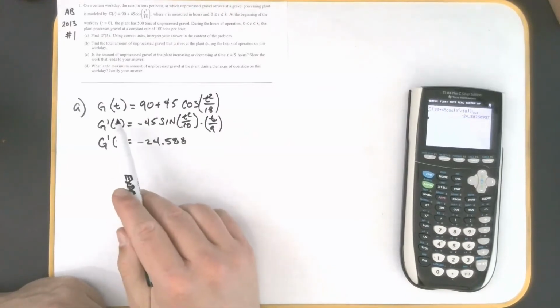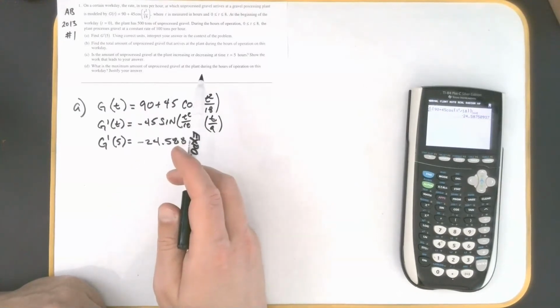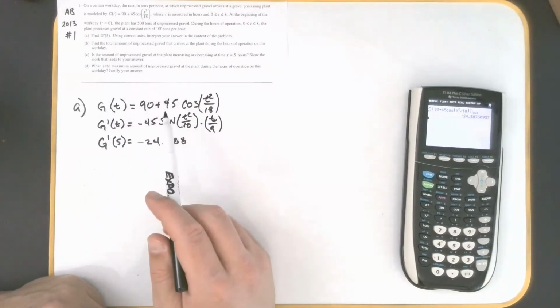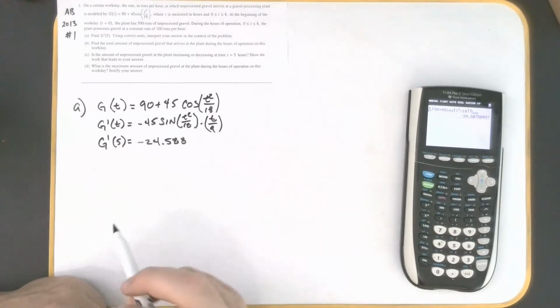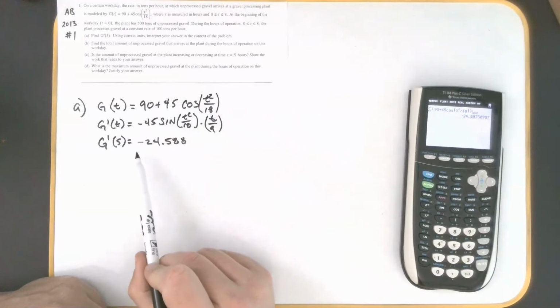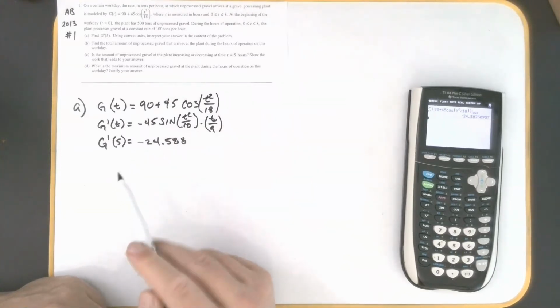Now let's look at what G actually is. G is the rate that the gravel is showing up. So G prime is the rate of the rate. So whenever you take the rate of a rate, you have to be careful with your units of time, so that the rate the gravel is showing up is, first off, the rate is negative, so it must be decreasing, and it's the rate of a rate.